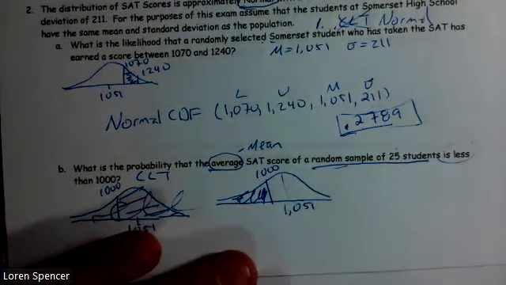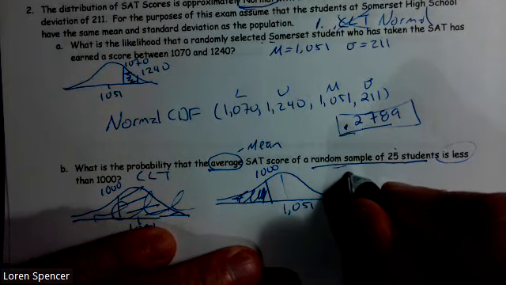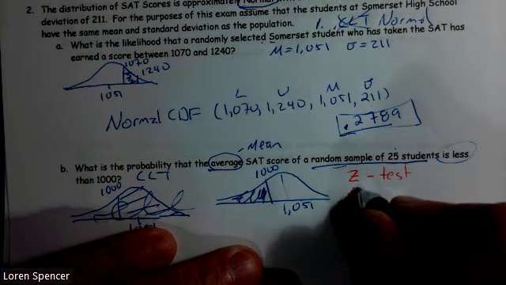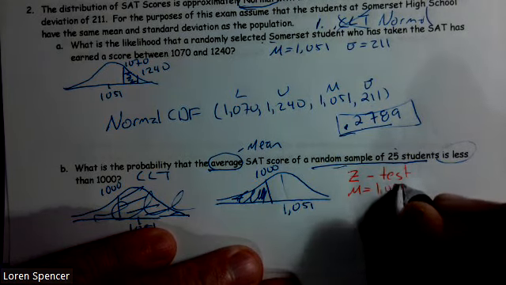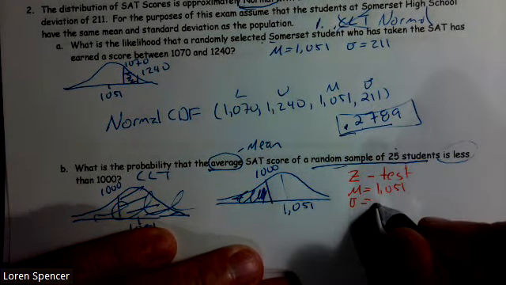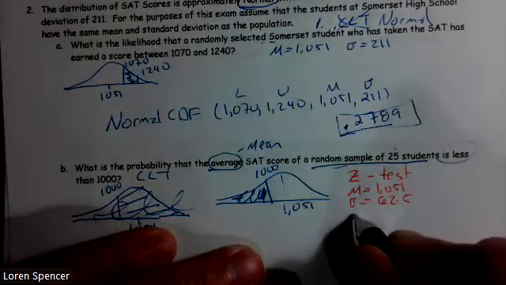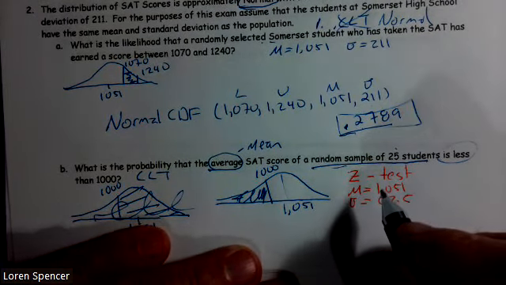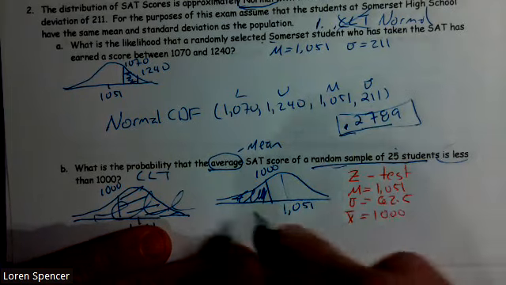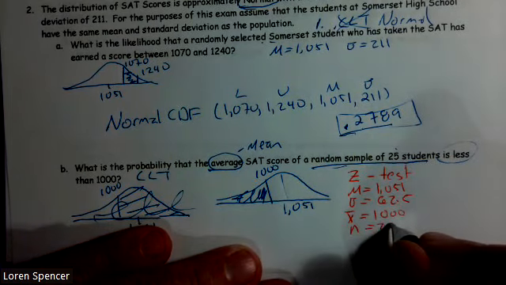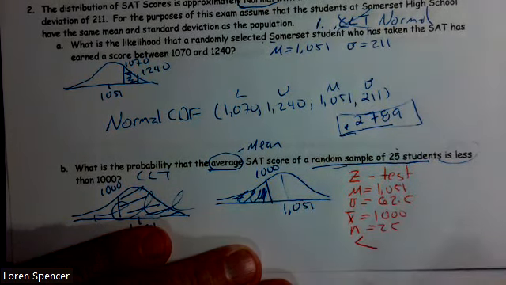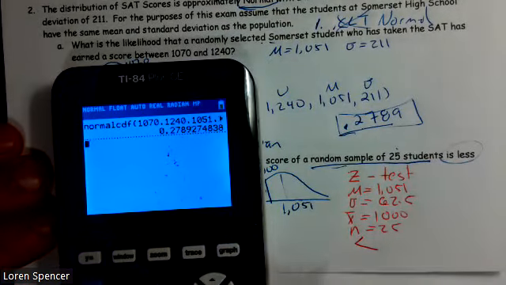This is going to be a stats test Z test. So we need to list all of our components. First off, we're going to call it a Z test. The calculator is going to ask for the mean, which is 1051. It's going to ask for the standard deviation, which is 62.5. The next thing it's going to ask for is the X bar, which is 1,000. And then it's going to ask for the sample size, which happens to be 25, which is okay because the underlying distribution is normal, and we're going to need to use the less than button.